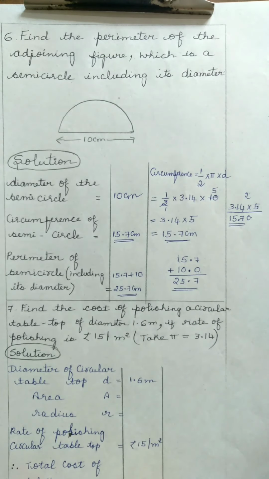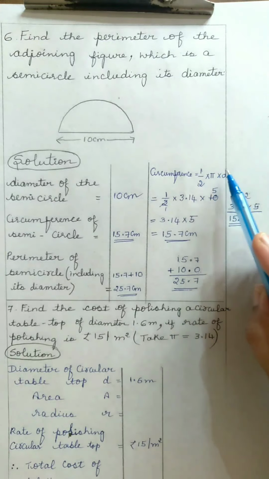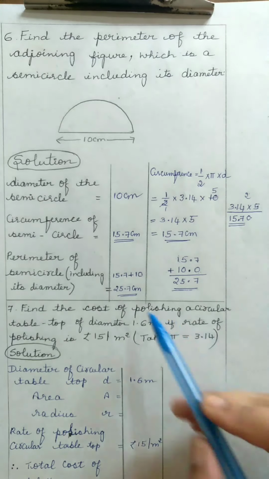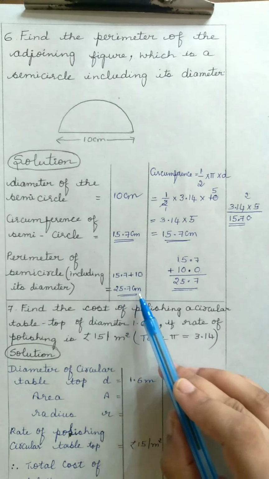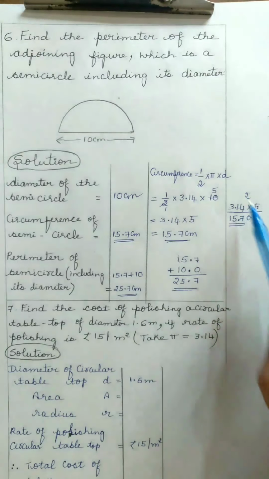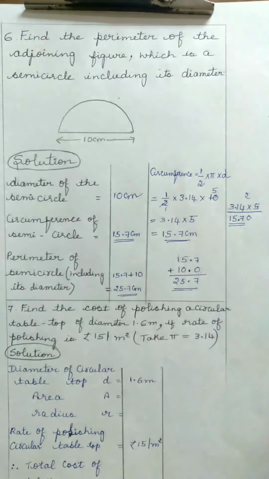Therefore, circumference of a semicircle is calculated using the formula half into pi into d, where d is the diameter of the semicircle. After calculating the circumference, we need to calculate the perimeter. In order to calculate this perimeter, children, we have to use the values of diameter and circumference so that we will get the answer 25.7 centimeter. This is the answer and this is the method and simplification for the sixth problem.